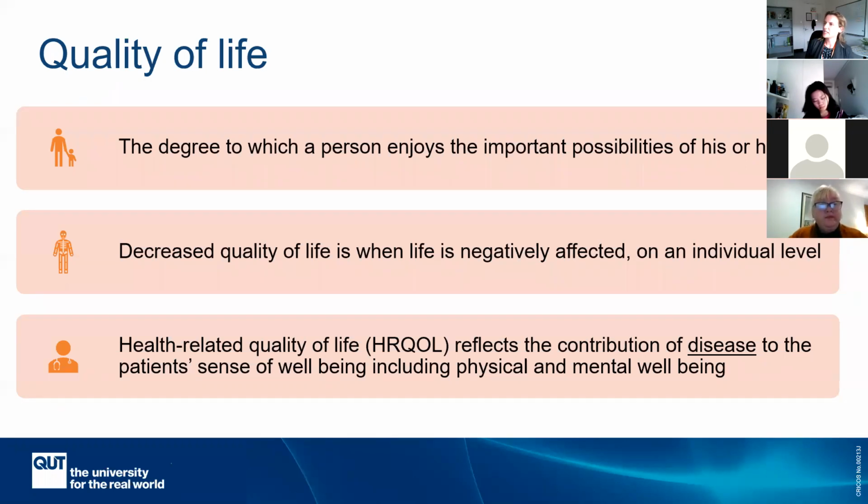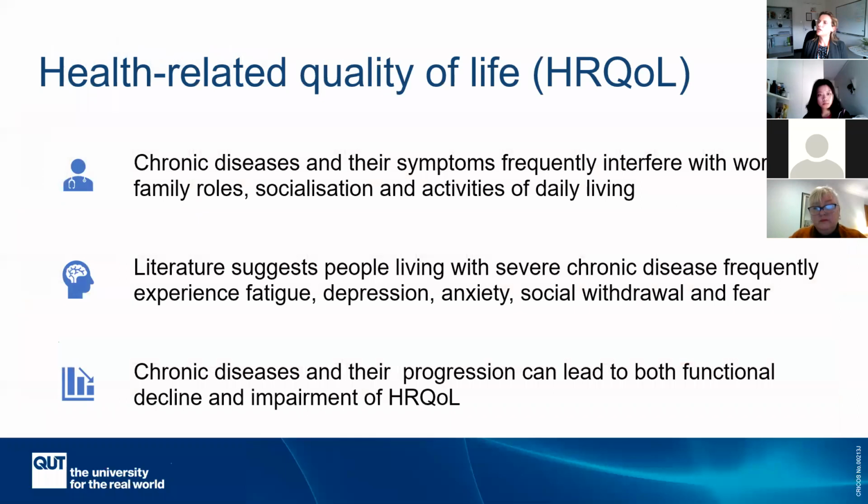it's basically defined as the degree to which a person enjoys the important possibilities of his or her life. Now, you might have a different way of thinking about it, but that's kind of an accepted definition. And the health-related quality of life reflects the contribution of disease to the patient's sense of well-being, including their physical and mental well-being. And so health-related quality of life is something that's actually able to be measured, and we're increasingly looking at the ways that chronic diseases and the symptoms interfere with work, family roles, socialisation and activities of daily living.